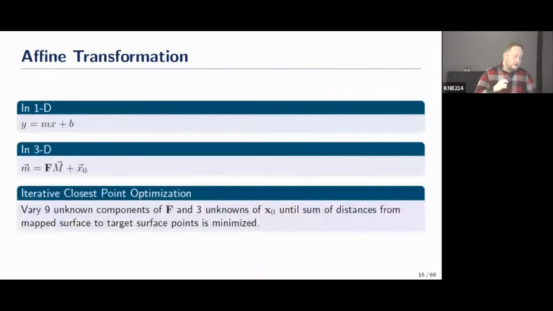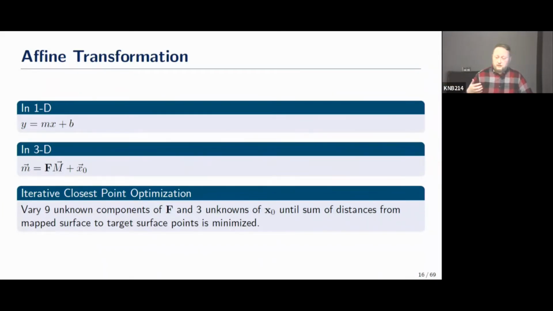So very close to this linear transformation is something called an affine transformation. And you're all familiar with an affine transformation in 1D. That's simply the equation y equals mx plus b. So mx is a linear equation plus b with this translation that makes it affine. In 3D, it's that equation that I showed you before, plus a translation vector x naught. And so basically, F has 9 unknown components and x naught has 3 unknown components. So we have 12 unknown components.